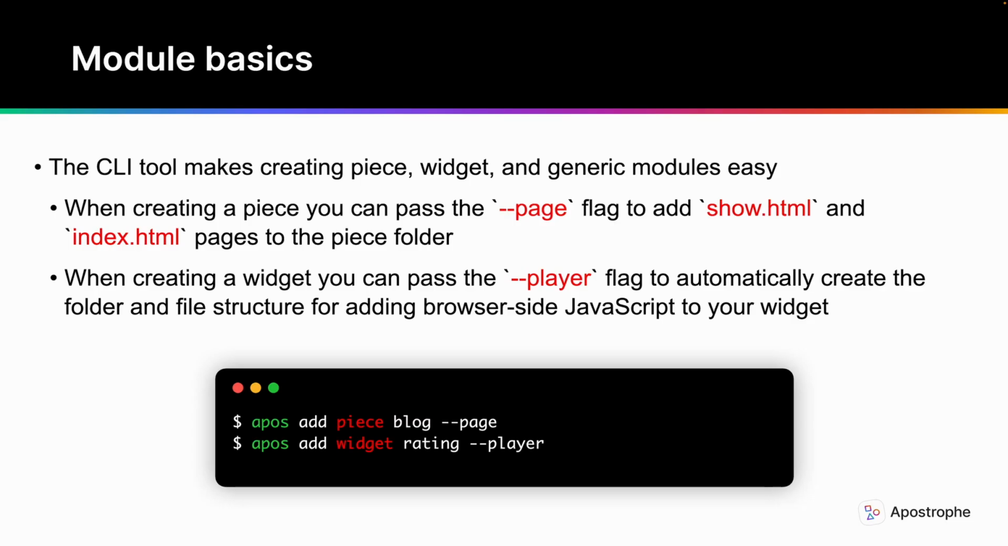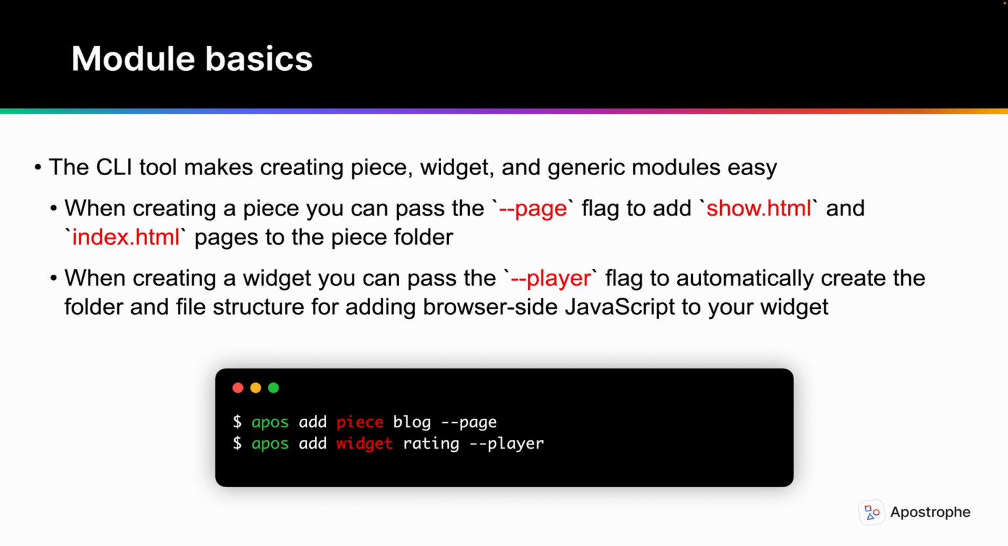The CLI tool provides an easy way to make piece, widget, and generic modules for your project. The add command takes the type of module to be created, piece, widget, or module, and a name for the module. For a widget module, it will automatically add the correct ending. So for this example, it would create a folder named rating-widget.